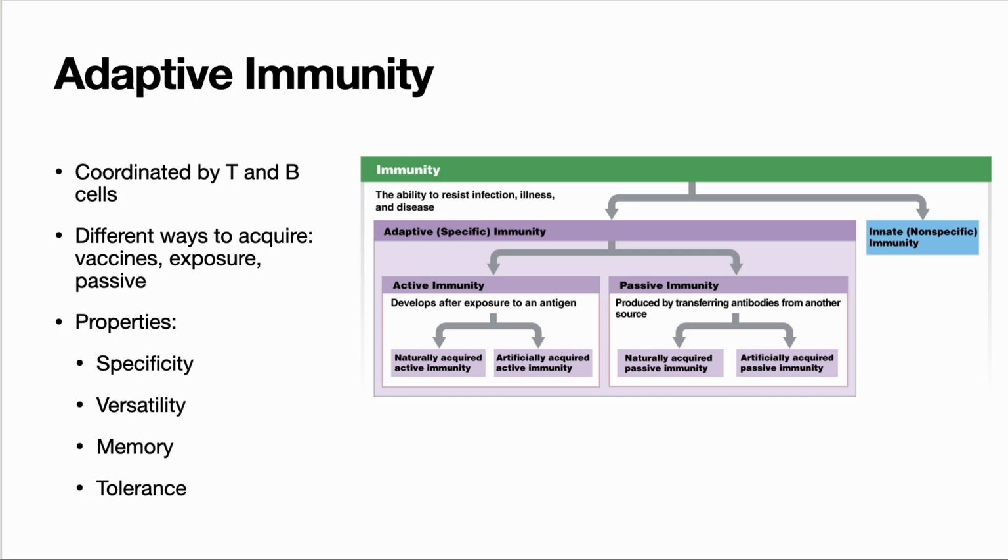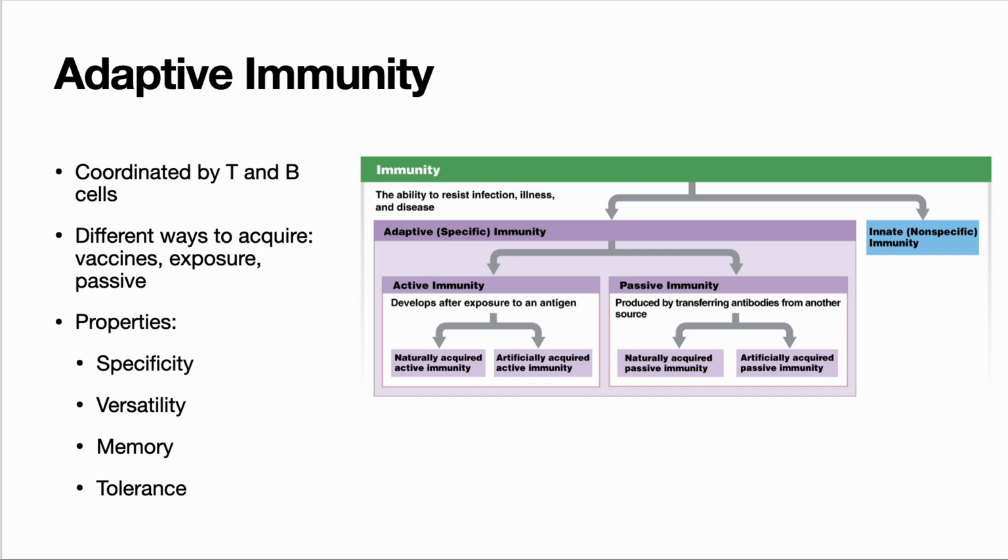So the specificity piece is that antigens of pathogens will activate specific lymphocytes and the production of targeted antibodies. So the immune response will be specific to the antigen that has appeared in our body.